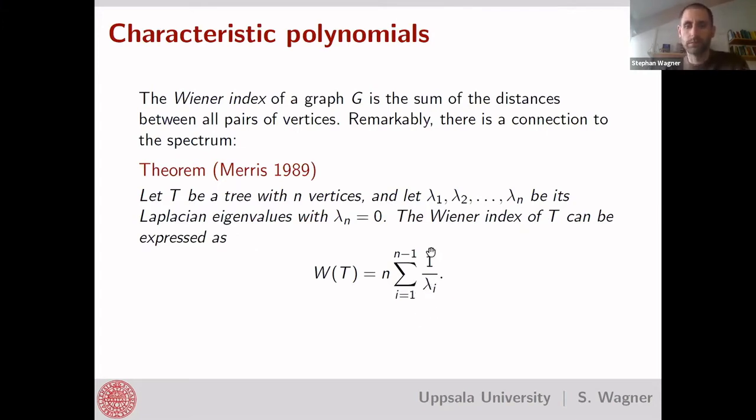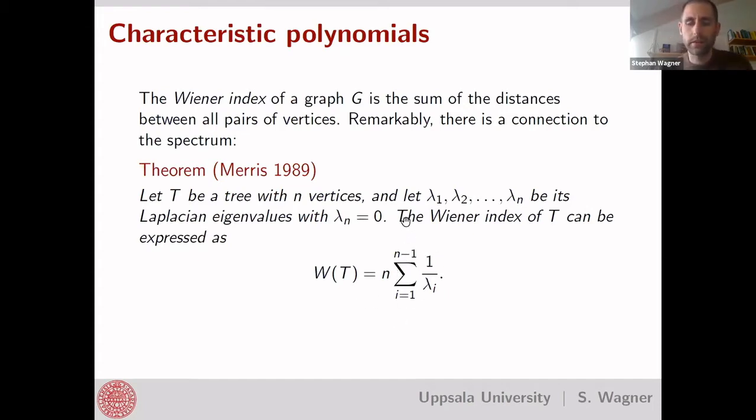You take the reciprocals of all the non-zero eigenvalues, so all but the last one, take the sum of those, and that times n turns out to be the Wiener index. So in particular, it must be an integer, right? Because the Wiener index by definition is an integer. And looking at this expression, it's a priori not at all obvious that it should be. And it turns out that it always is.